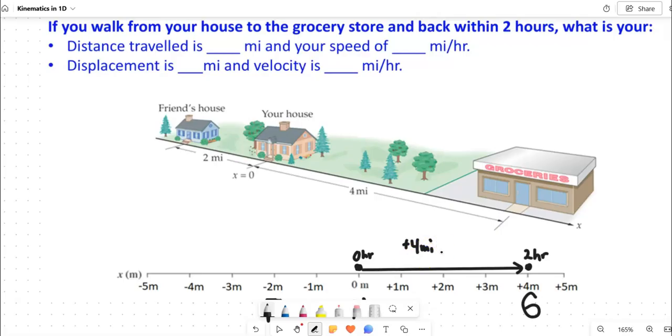Is at the positive 4 mile mark. You started out at the 0 mile mark over a period of 1 hour. So that means you had a velocity of positive 4 miles per hour, per 1 hour.